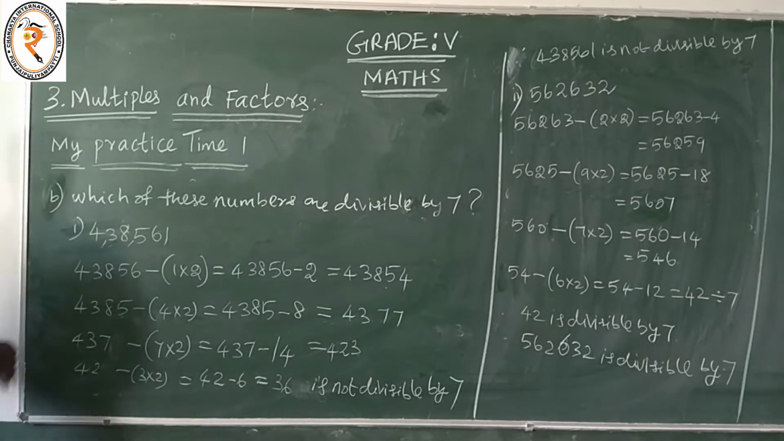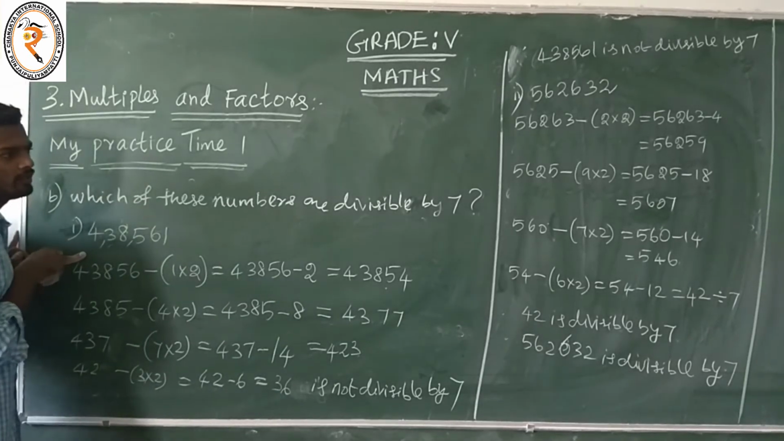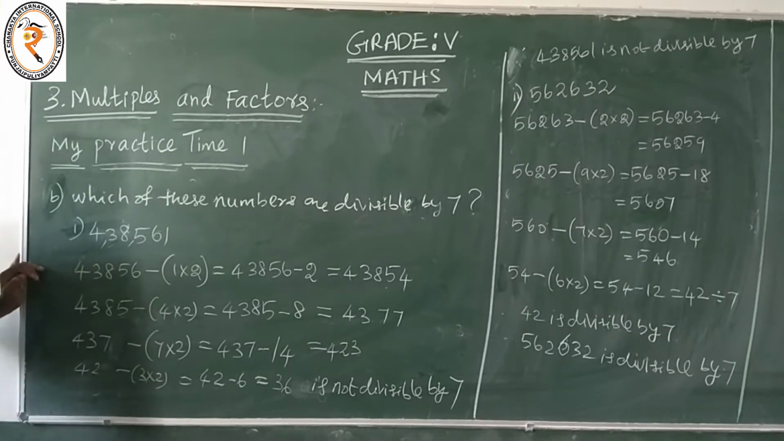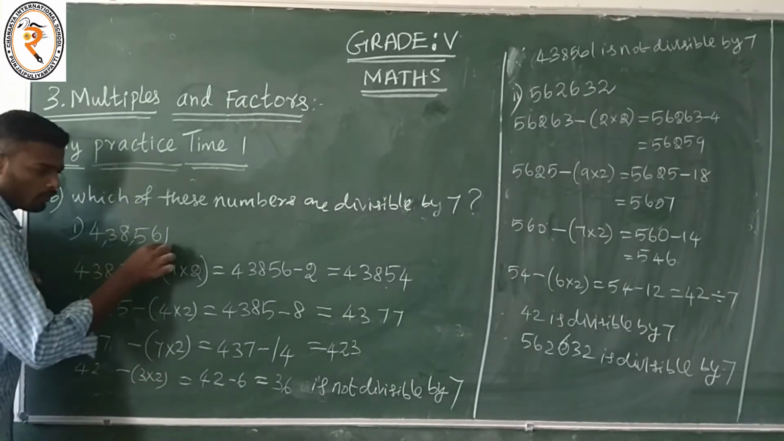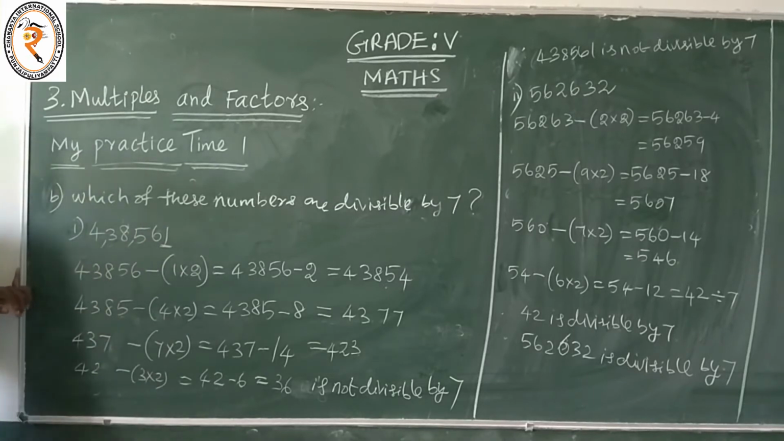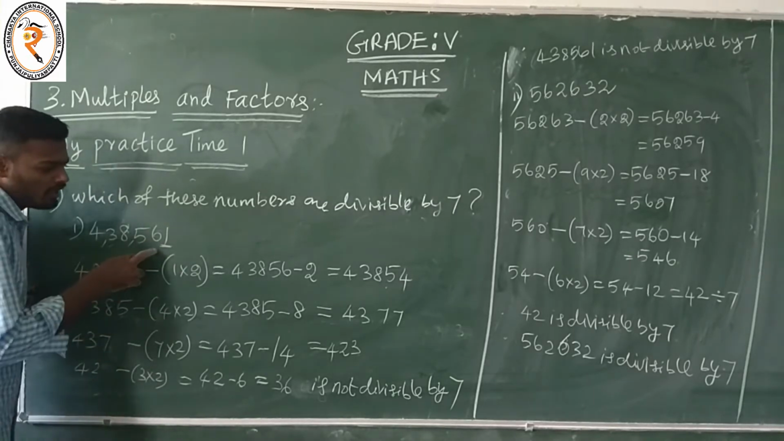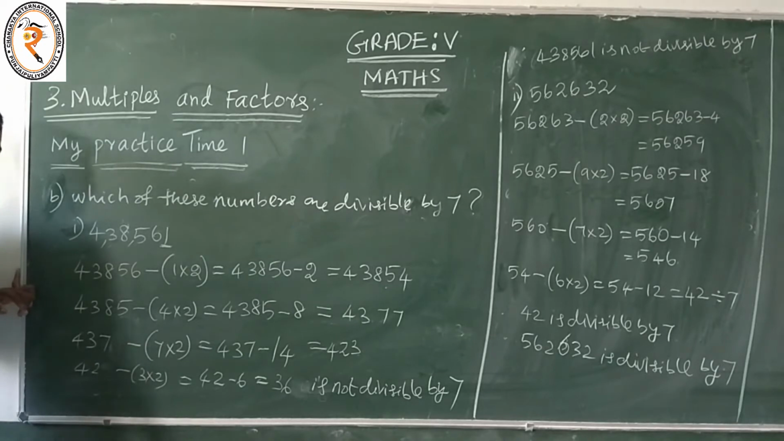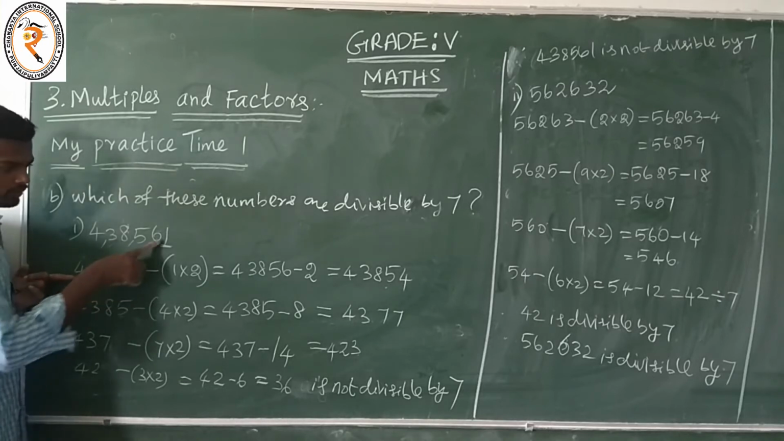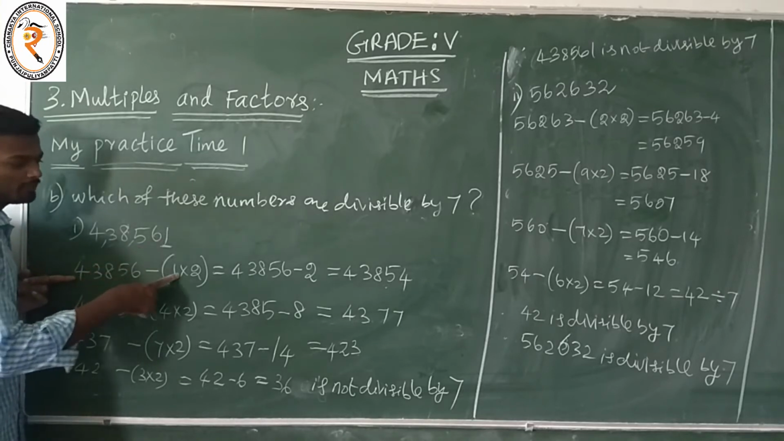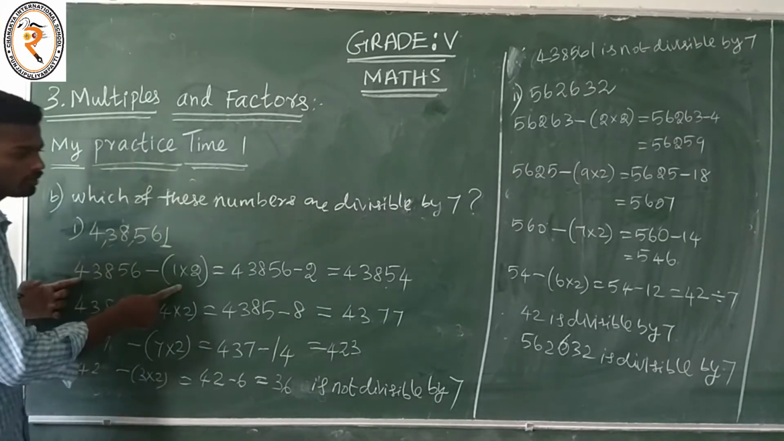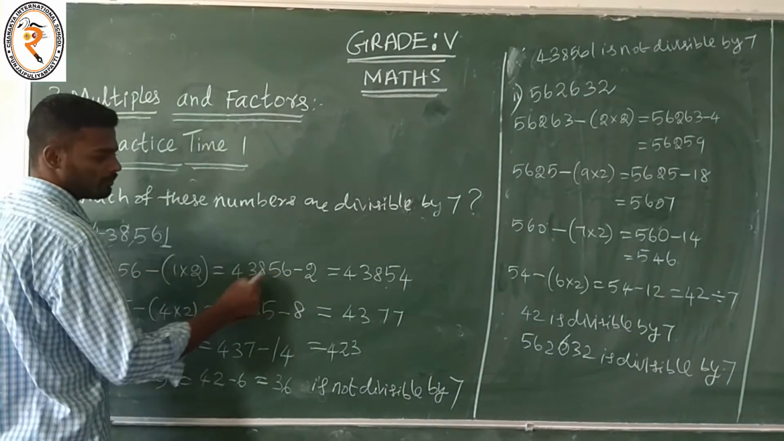Is 4,38,561 divisible by 7 or not? First we take the one's digit and multiply it by 2. The number without the last digit is 43,856, minus the one's digit 1 multiplied by 2. 1 times 2 is 2. We subtract the two numbers.